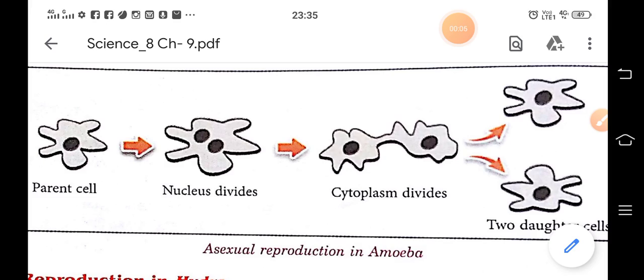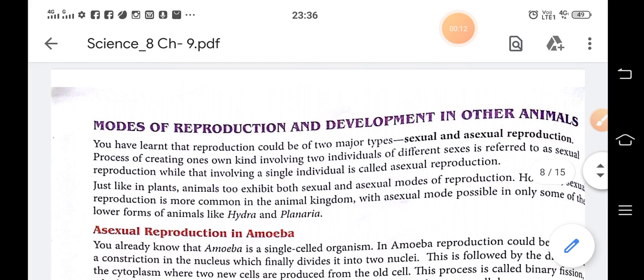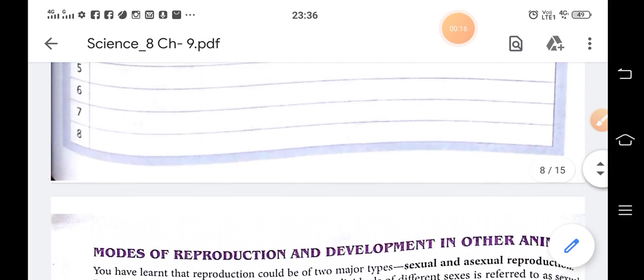Today I am going to start reproduction in other animals. Modes of reproduction and development in other animals.